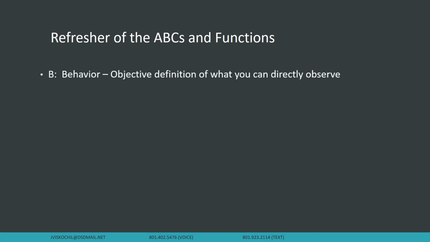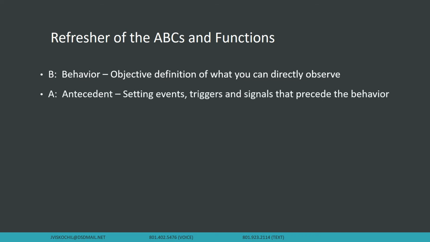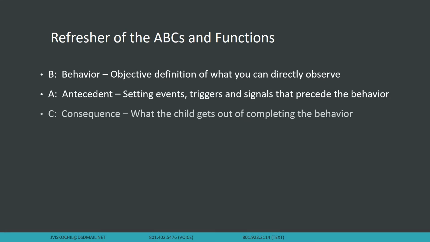Quick refresh on the ABCs. B again stands for the behavior, what you can directly observe, and an objective definition of that. So trying to keep intention and motivation and anything that you can't really know for sure out of it. The antecedents are setting events, triggers, or signals that come before the behavior, and the consequences are what the child gets out of completing the behavior. Again, not what you do because the child engaged in the behavior, but what the child gets.